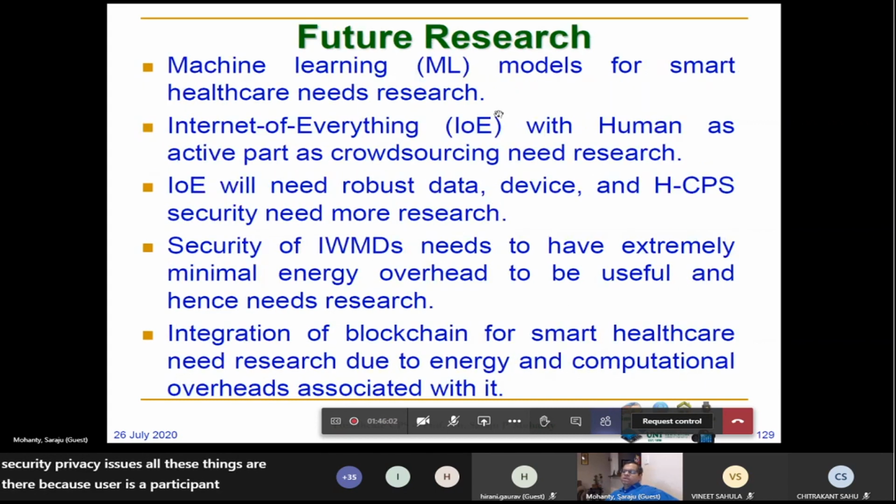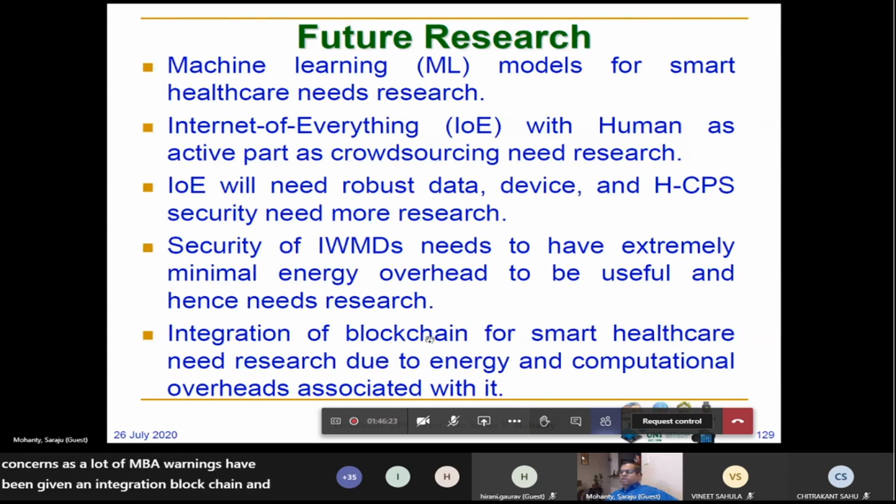Machine learning models for the healthcare domain need a lot of work, and people are working on it, and this will happen further as well. And the security of implantable devices is a serious concern, as a lot of FDA warnings have been given. And then there is the integration of blockchain and so on.